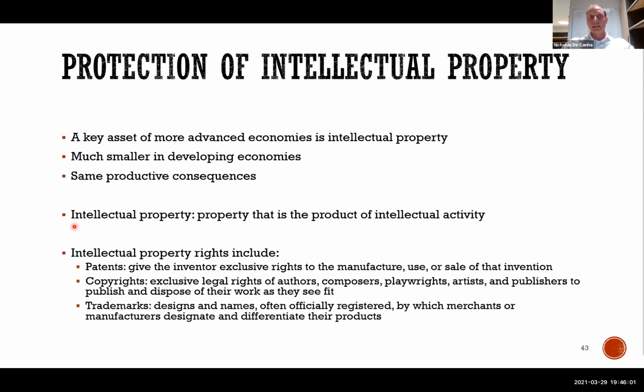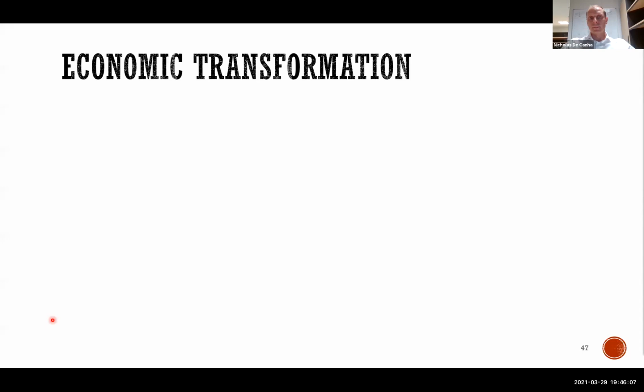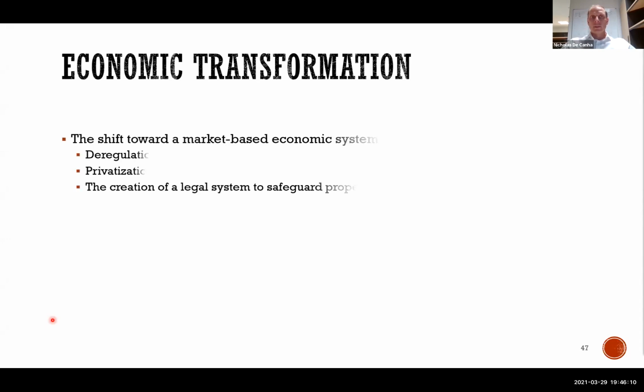Intellectual property rights are things like patents, copyrights, and trademarks, and they're just as important. Economic transformation: obviously, this is something that occurred particularly in the 70s in the Western economies. Deregulation, privatization, and the creation of a legal system to safeguard property rights.